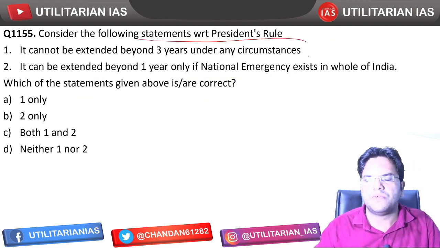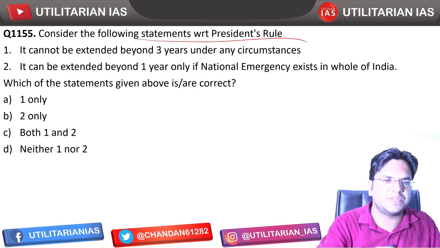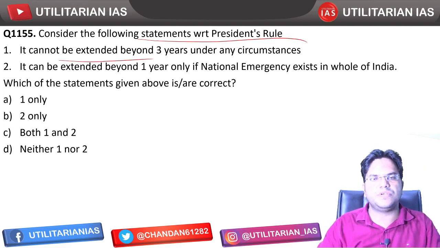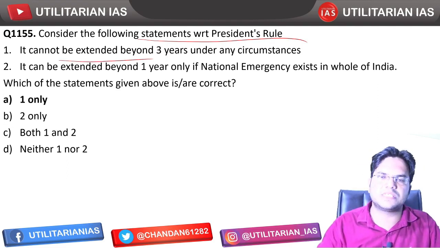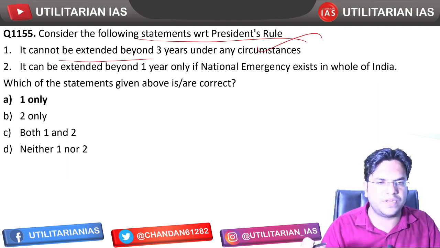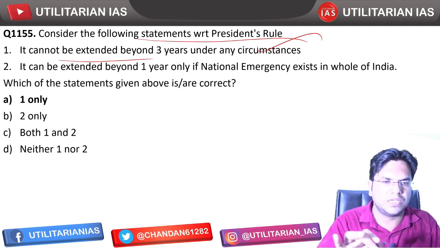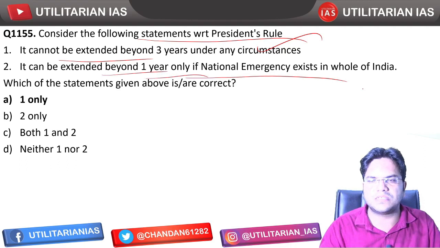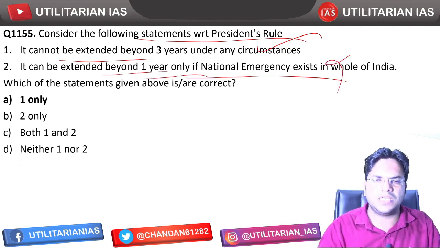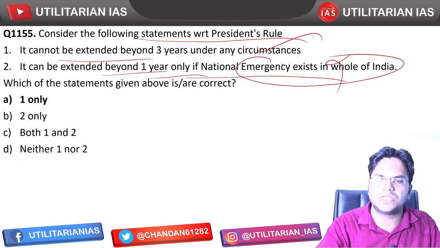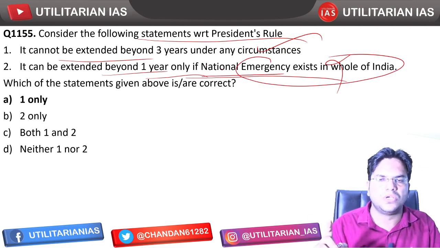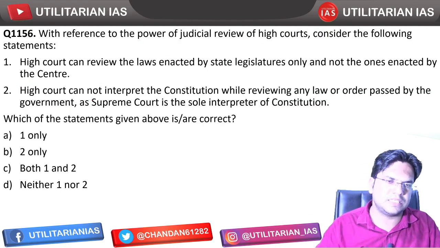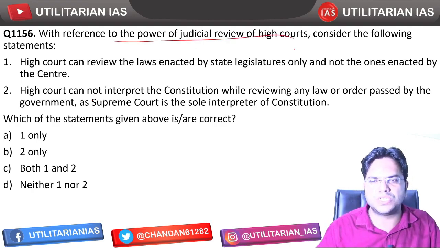Consider the following statements with respect to President rule, Article 356. It can be extended, it cannot be extended beyond 3 years under any circumstance, so that's the correct answer. Actually reflect हो गया है, मैंने कोई बटन गलती से। It can be extended beyond 1 year only if national emergency exists, नहीं भाई ऐसा कोई condition नहीं है, ठीक है। There are other grounds but ये national emergency वाली condition जो है वो नहीं होगी। Correct बताना है, one only is going to be correct, A is the right statement.